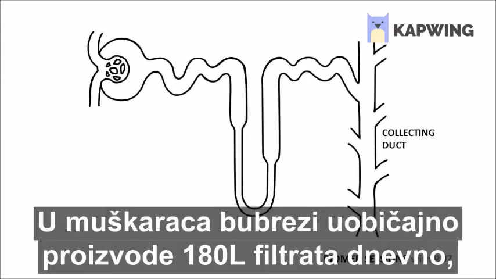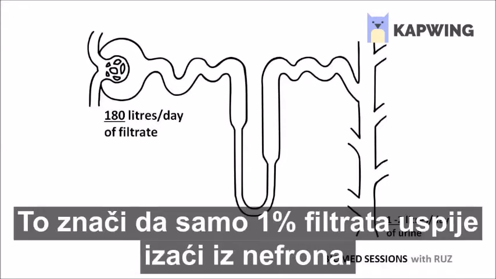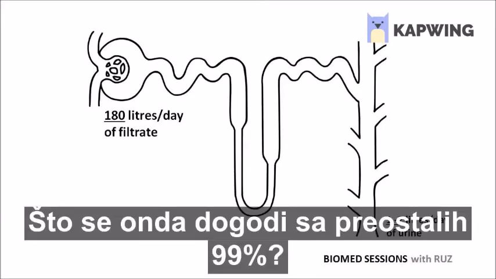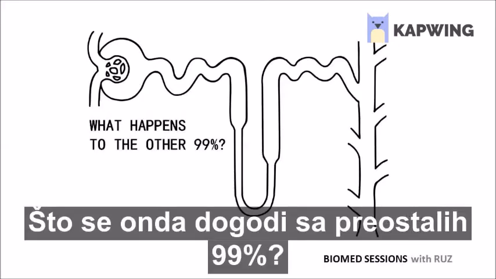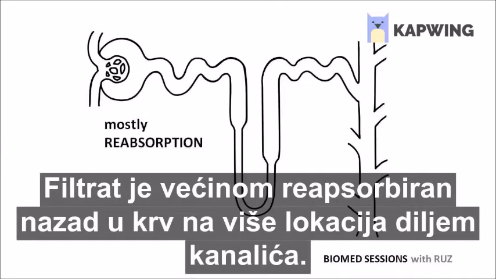In men, the kidneys typically produce about 180 litres per day of this filtrate, yet only 1 to 2 litres of urine are produced each day. This means that only 1% of the filtrate manages to leave the nephrons. So what happens to the other 99%? For the most part, filtrate is reabsorbed back into the blood at several locations along the tubule.